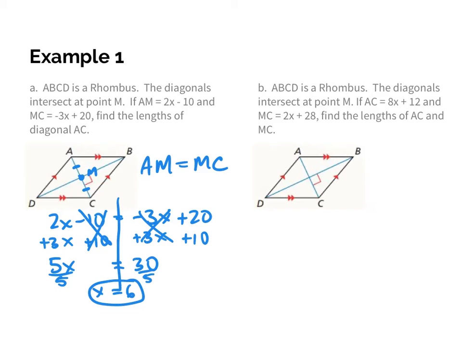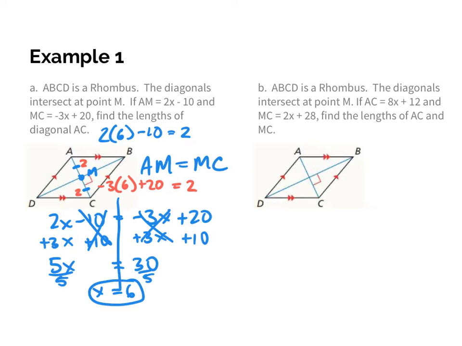So if x is equal to 6, I want to plug that into those lengths. If I plug it into the 2x minus 10, I'll do 2 times 6 minus 10, which would give me 2. And if I plug it into the other one, I'll do it here in red so you can see, negative 3 times 6 plus 20, what I would also get is 2. So that means the length here would be 2, and the total length would be 4.